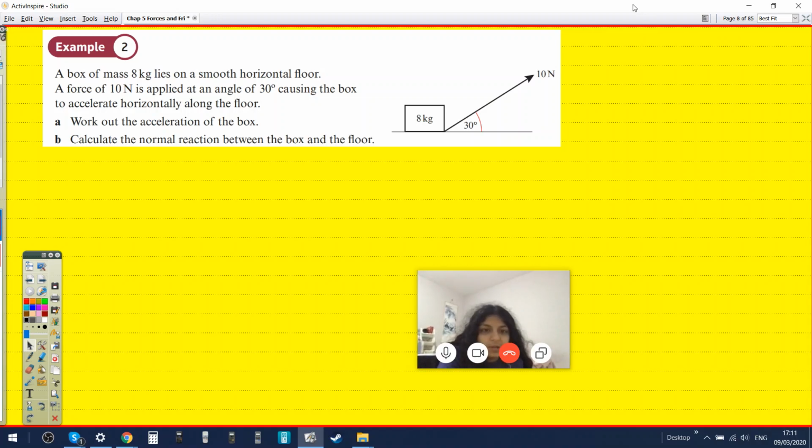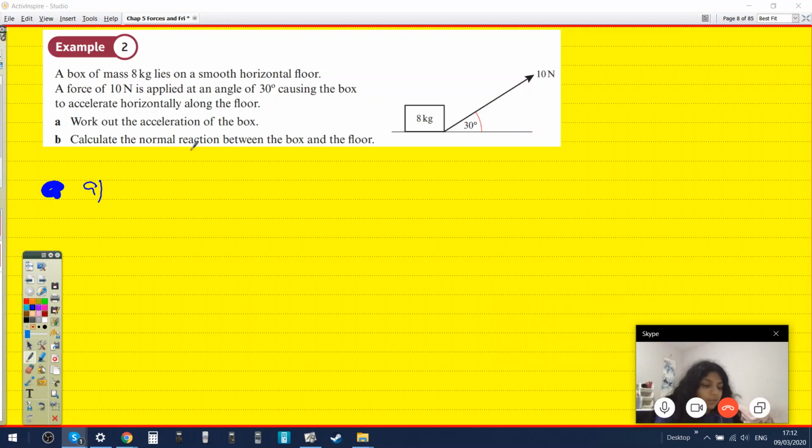Would it just be 10 cos 30 is equal to 8 times 8a? Try that. And you can put it in your calculator and work it out. So it would be 10 cos 30 is equal to 8a. Okay, and so a equals?